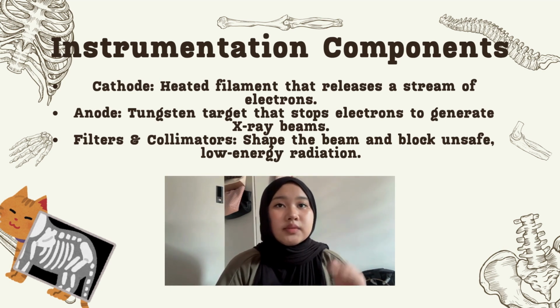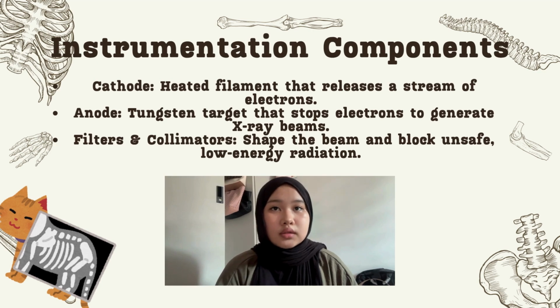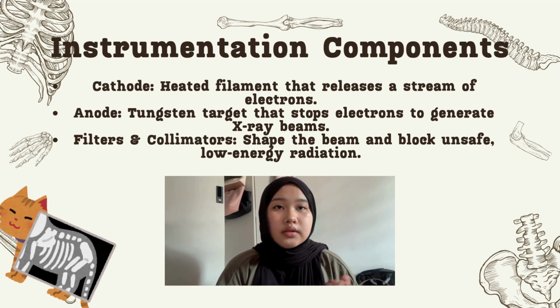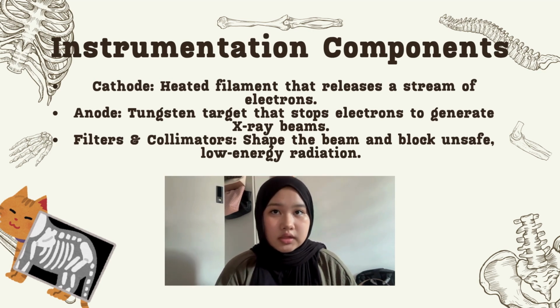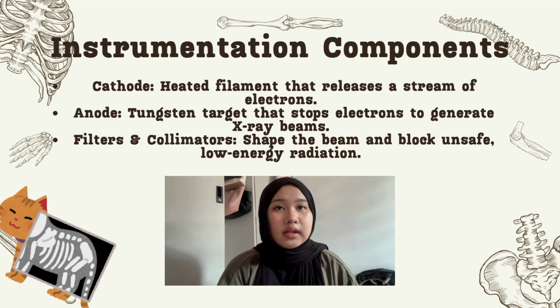When these high-speed electrons suddenly crash into the tungsten target, they decelerate rapidly, generating X-ray photons. Before these X-rays leave the machine, they pass through a filter to block dangerous low-energy rays and collimators to shape the beam perfectly toward our historical artifact.